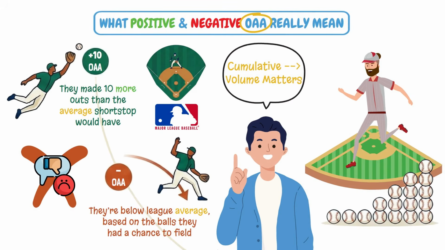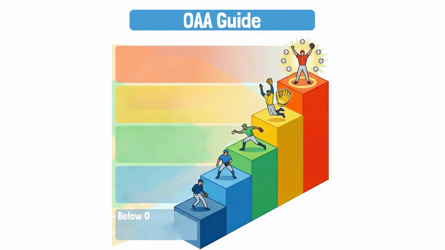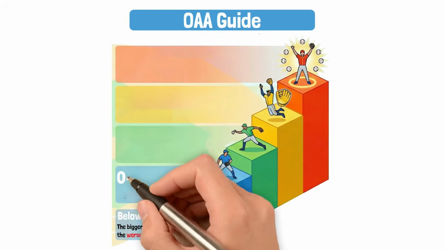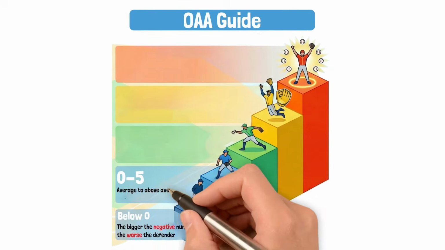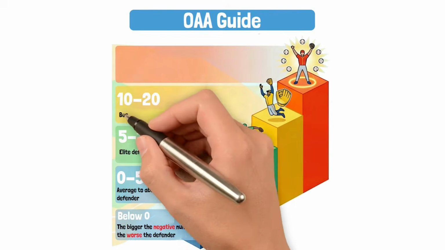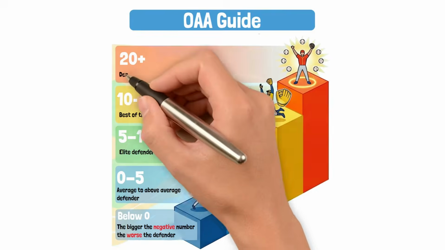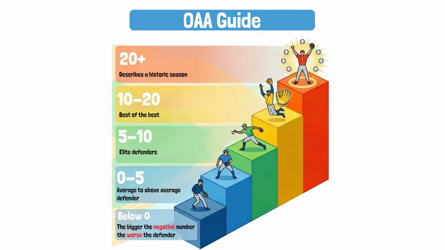When it comes to a set range for what actually is a good OAA, you can use the following as a guide. Below 0 is a below average defender. The bigger that negative number, the worse the defender. 0 to 5 is going to be your average to above average defenders. 5 to 10 describes your elite defenders, making many more plays than the average defender. And 10 to 20 will be the best of the best. These guys are in the mix for winning a Gold Glove every year. If you see anything above 20, you are witnessing a historic defensive season.